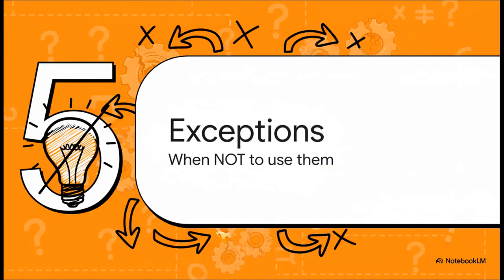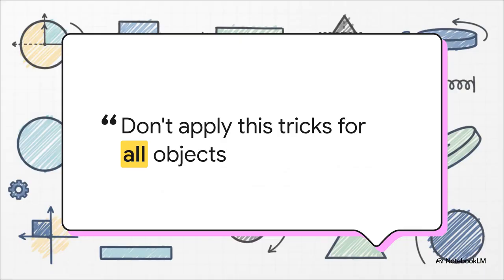Now, these tricks are incredibly powerful. They really are. But they don't work for everything, and knowing when not to use them is just as important as knowing how. So listen up, because this part is crucial. I'm putting this on the screen because it is the single most important warning. Do not apply these tricks to all objects. They are specifically designed for things like rings, disks, and spheres, basically circular or spherical objects whose formulas are based on the term mr squared.